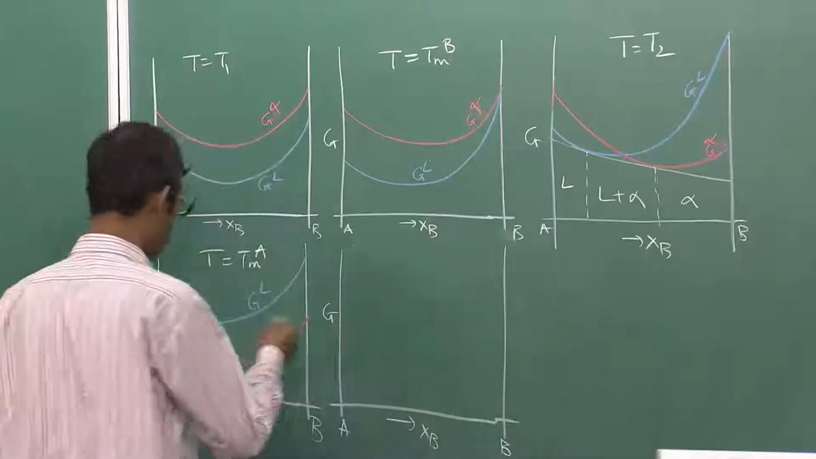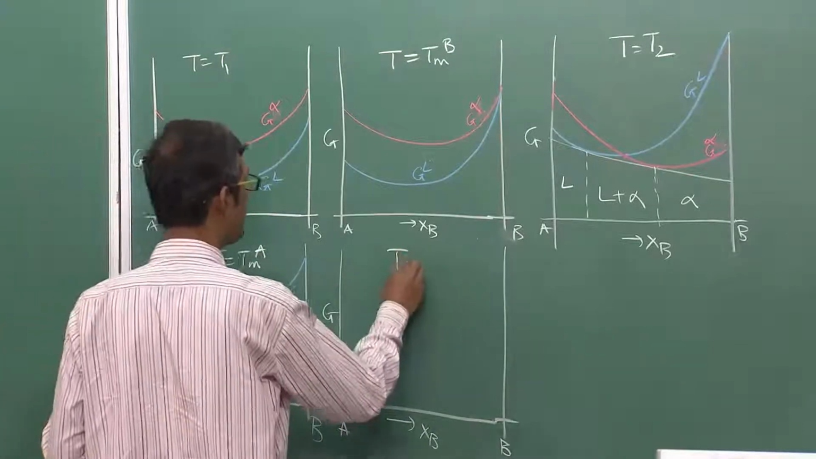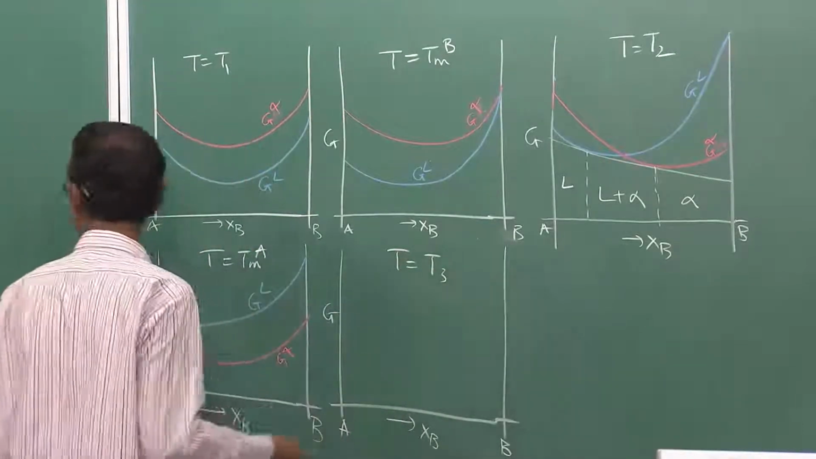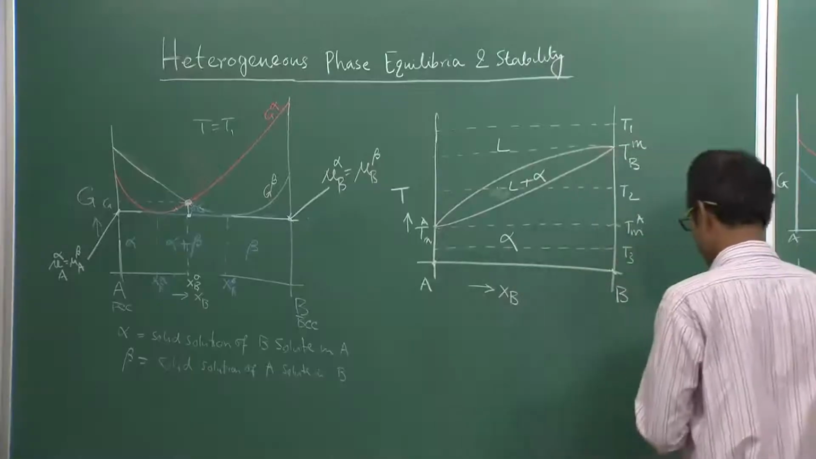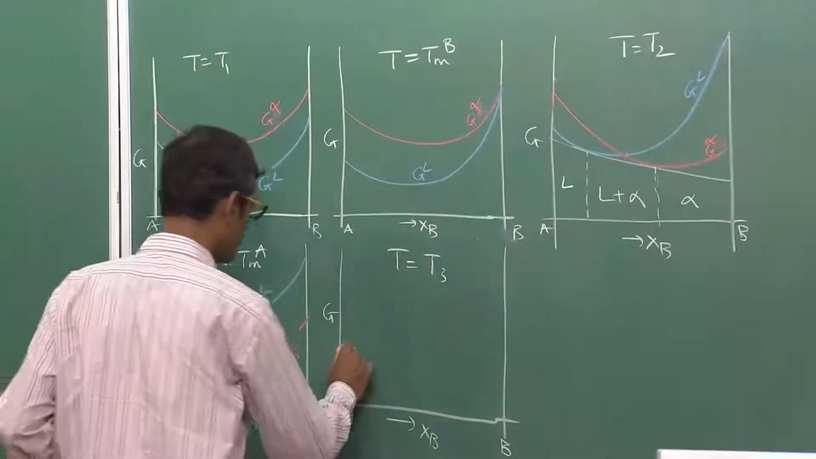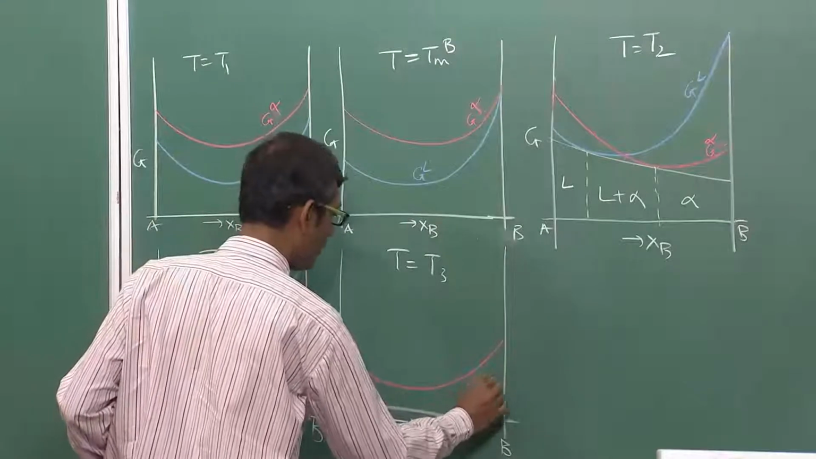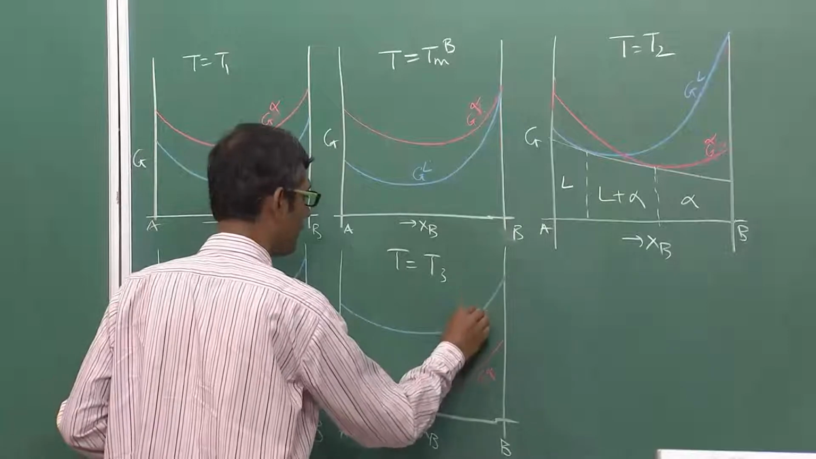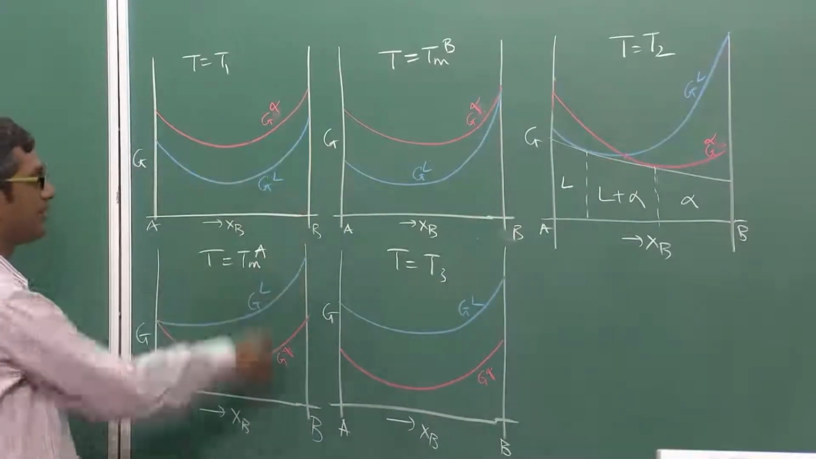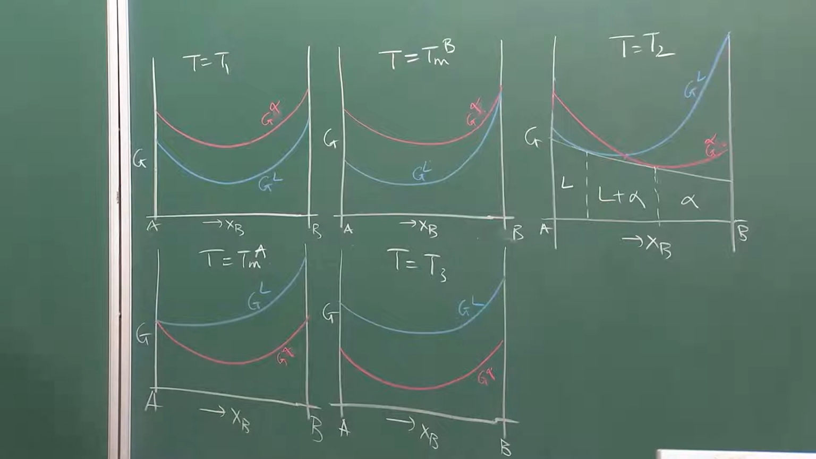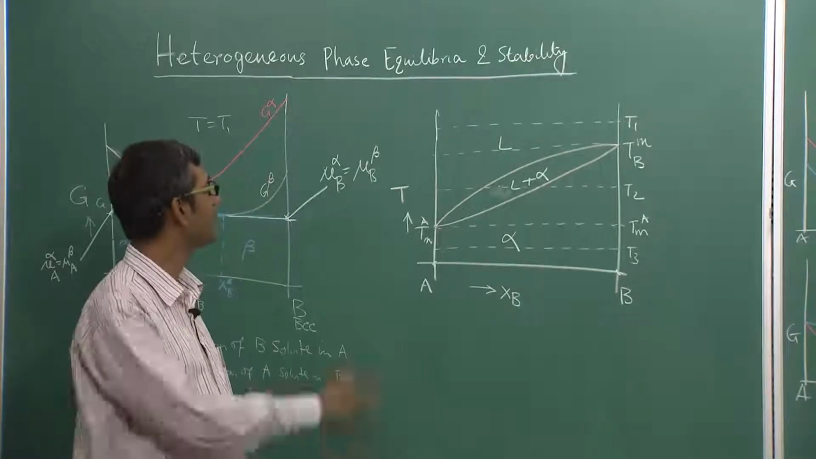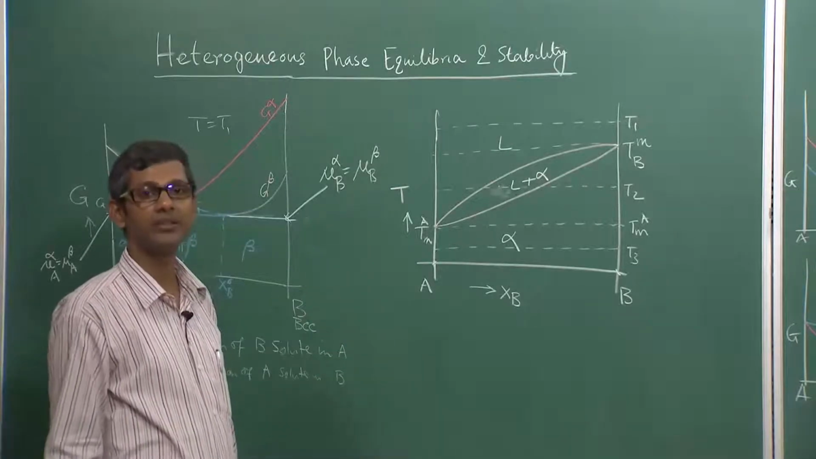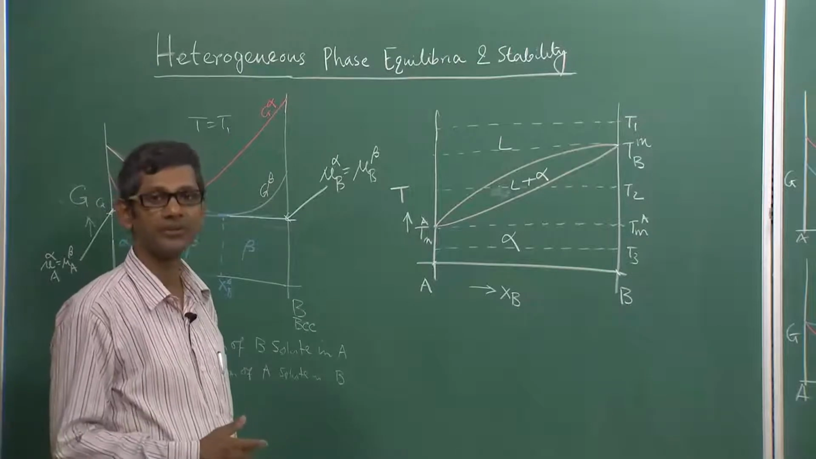And this last temperature, which is T equal to T3, obviously all throughout alpha is stable. So I draw it, alpha and liquid. This is opposite to these T1 positions of the curves. So that means by using my free energy composition diagrams, I can explain the phase stabilities in these phase diagrams.